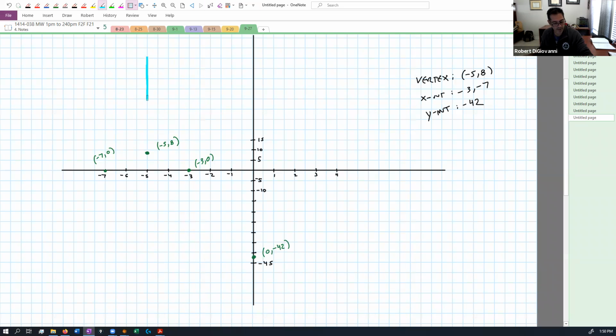I'm going to draw my axis of symmetry right down the middle of the vertex. I'm going to try and connect the dots and make this thing look like a U. Come on. Not bad, not bad. Pretty good, actually. And then over here, same sort of thing. Like that. I think that's good enough.